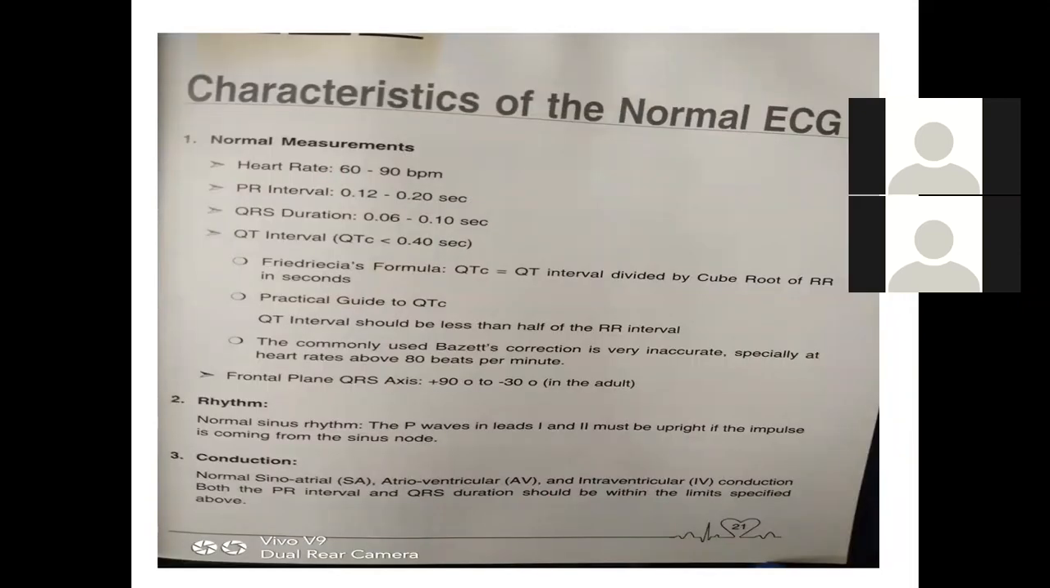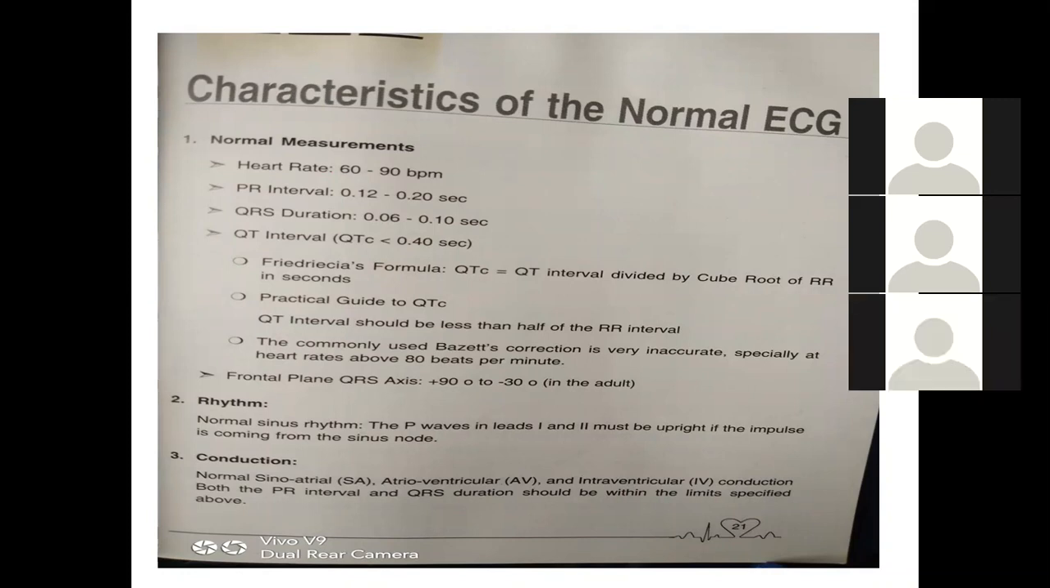Okay, now write the normal values. Just a revision: normal heart rate is between 60 to 100. Normal PR interval should be between 0.12 to 0.20. Normal QRS should be 0.06 to 0.10, that means 1.5 squares to 2.5 squares. You have to convert it by multiplying by 0.04. The QT interval is about 10 squares, less than 0.4.